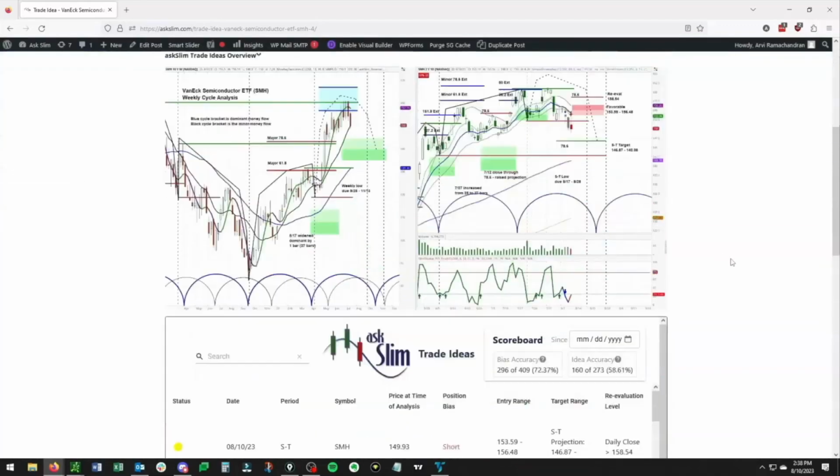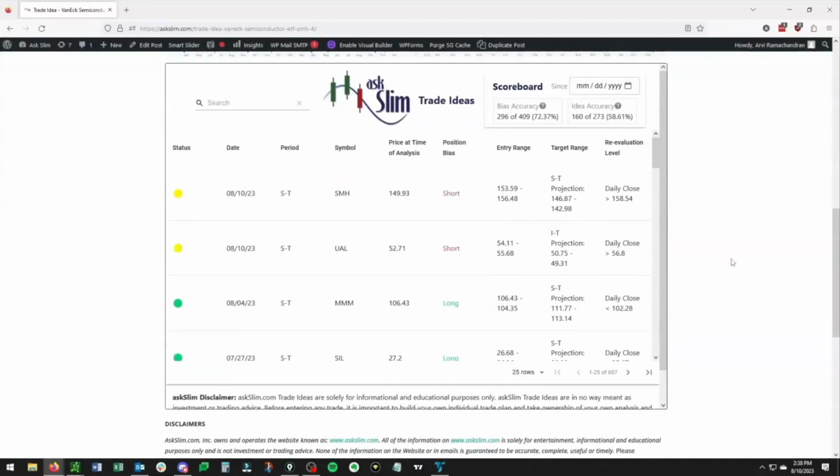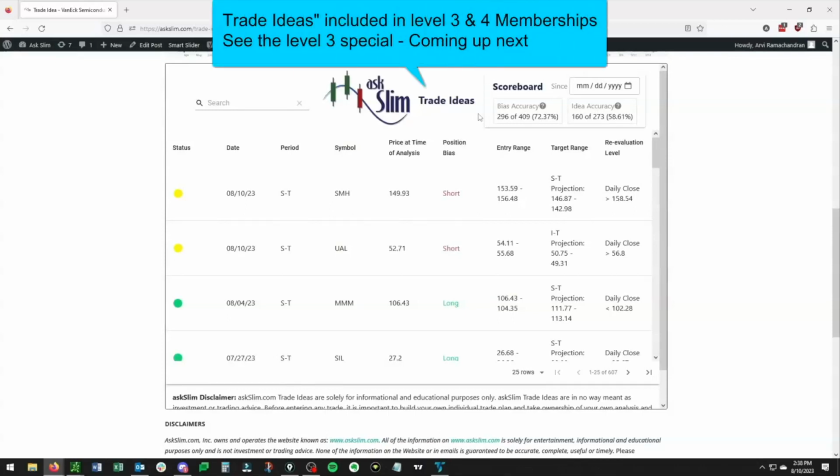If you scroll down, you'll see this is the trade idea page, and we're always very transparent with you in terms of our overall bias accuracy and our idea accuracy. When things are good, you'll see it. When things are not good, you'll see it. So we're always very open book here with you at askSlim.